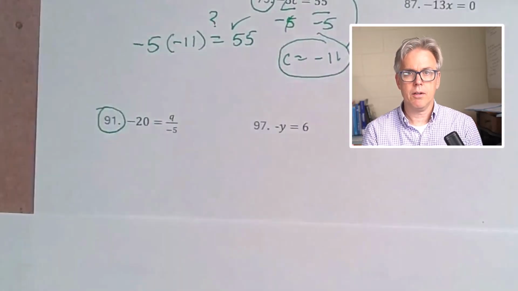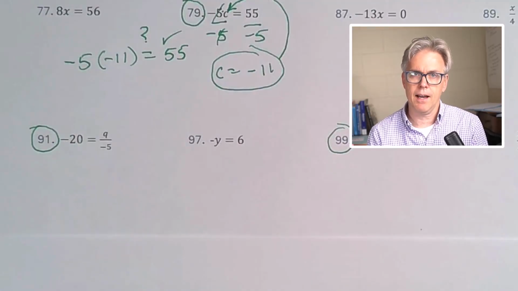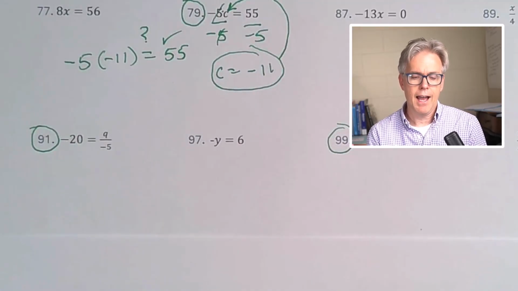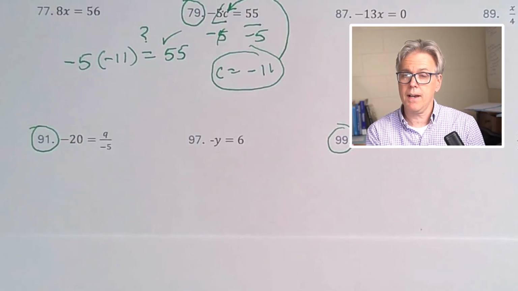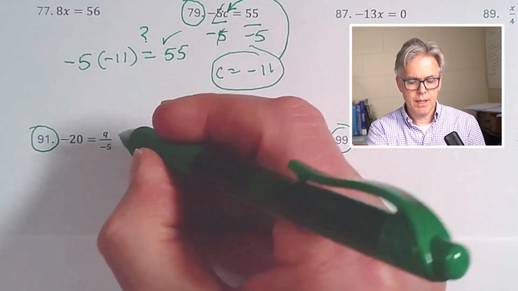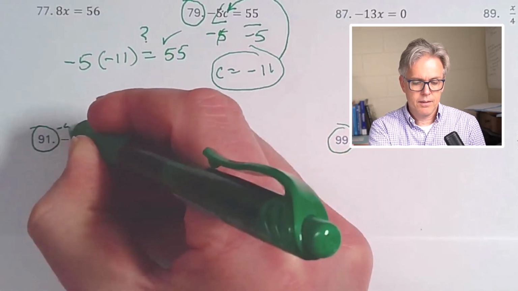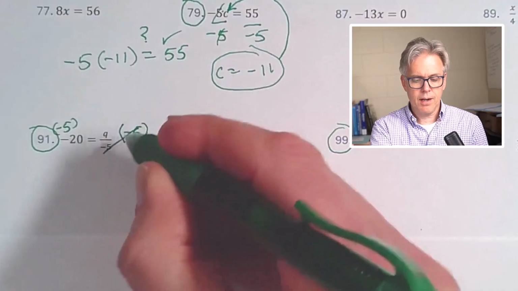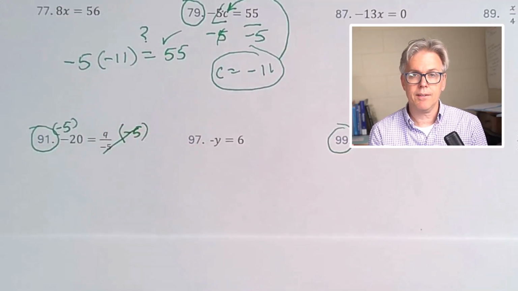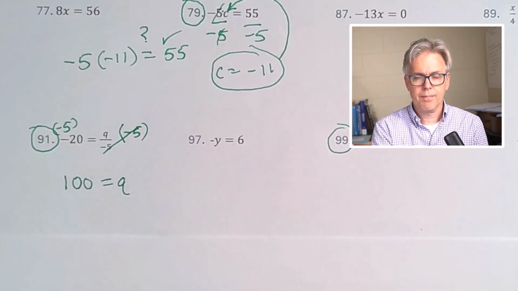Now what about number 91? So 91, we have negative 20 equals q divided by negative 5. Here's our question. How is this negative 5 connected to the q? It's being divided, so I do the opposite. To remove it, I'm going to multiply both sides by negative 5. So they cancel here on the right, and I'll get negative 5 times negative 20, which is a positive 100, equals q.